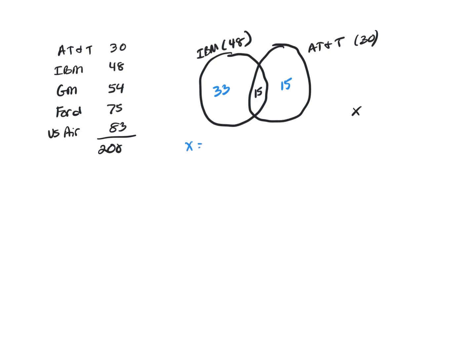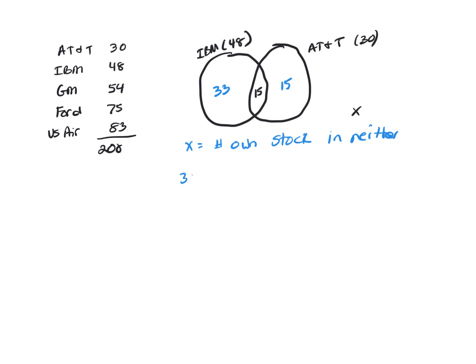And I'm going to let X equal the number of owner stock in neither. I don't think this is good English. Number own stock in neither. Neither. They don't own stock in either one.